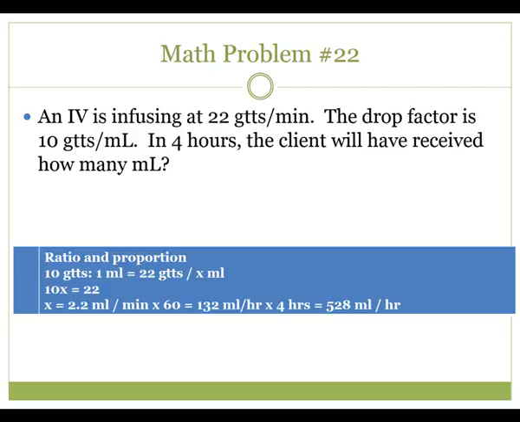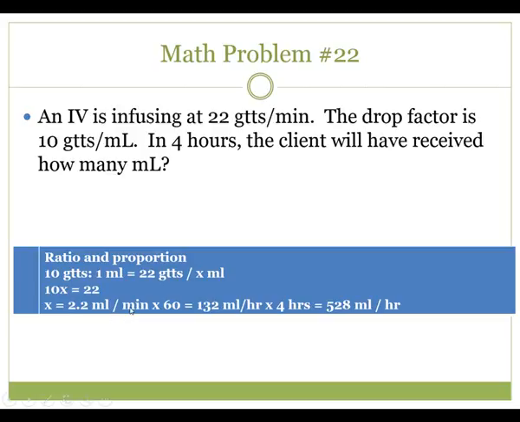An IV is infusing at 22 drops per minute. The drop factor is 10 drops per mL. In 4 hours, he will have received how many mL? Once again, I know my known is I've got 10 drops in a mL. I'm giving him 22 drops in a minute. So how many mL am I giving him in a minute? If I can figure that out, then I can take that to how many in an hour and then how many in 4 hours. So I say there's 10 drops in one mL. So 22 drops is X mL. So I solve for my X. 10 drops in one mL, so 22 drops is 2.2 mL.